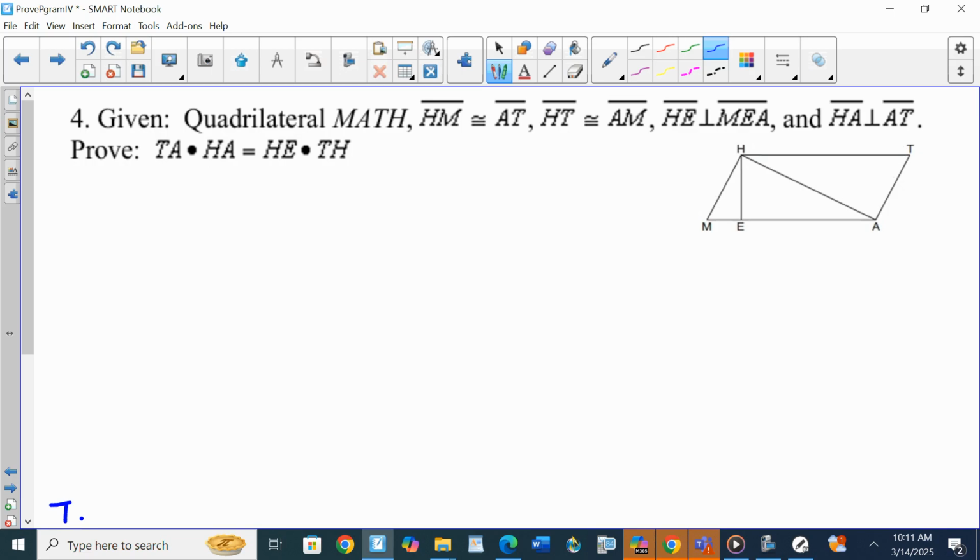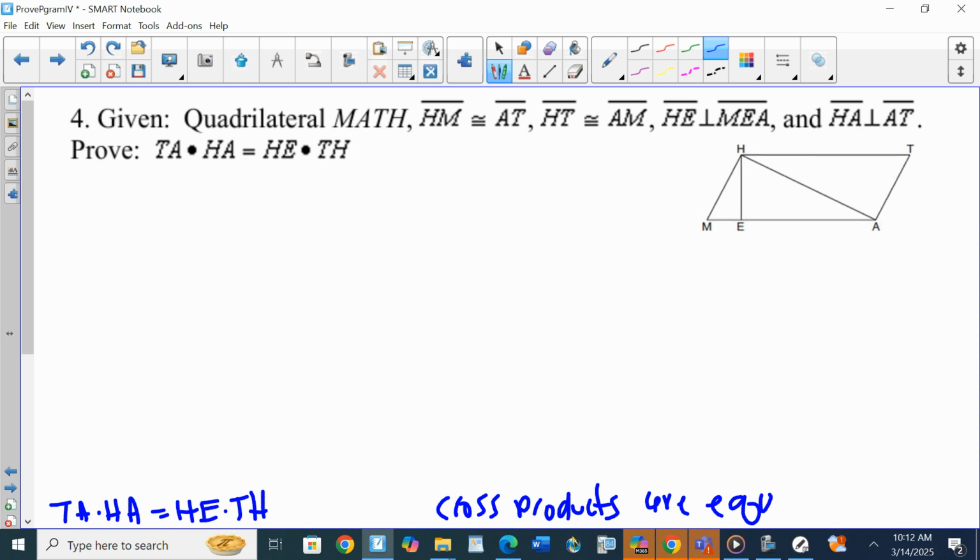So I've got TA times HA equals HE times TH. Reason, cross products are equal. Keep in mind, if you are not one of my students, maybe you're one of the students that I tutor, your teacher does things a bit differently. You can talk to me about what you want to do, but this is all very sufficient as far as what the Regents cares about.